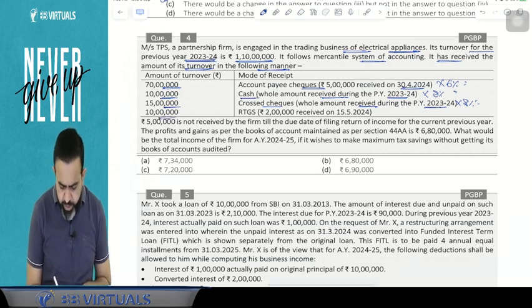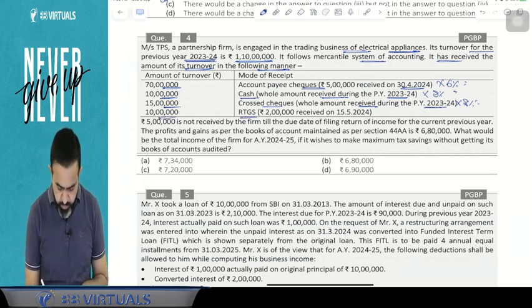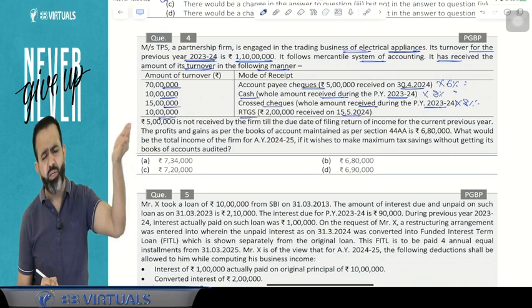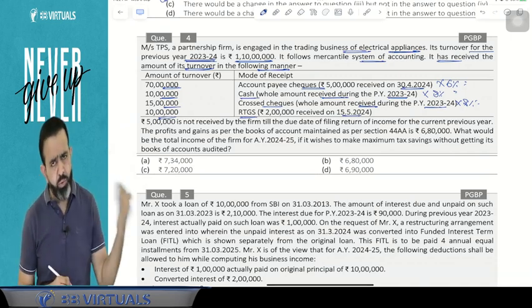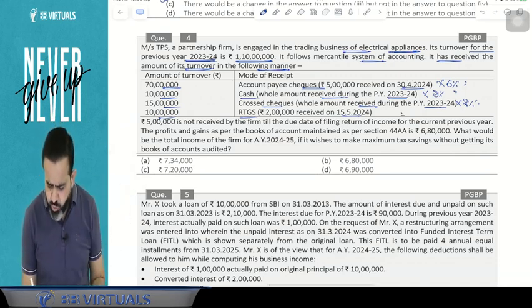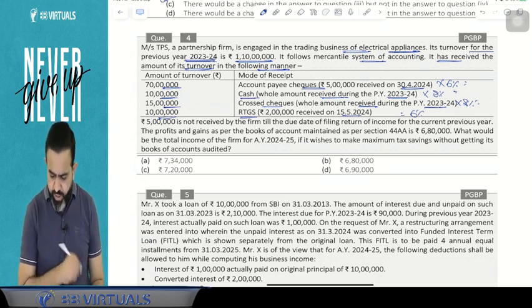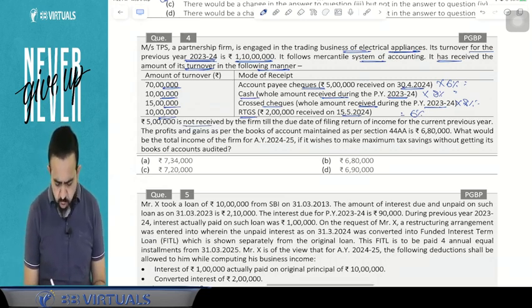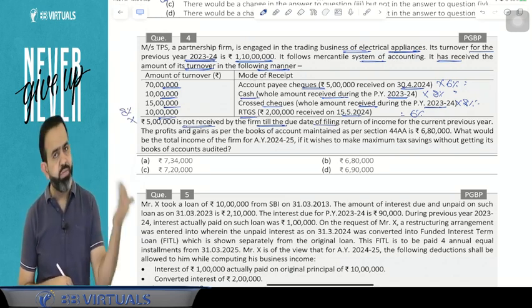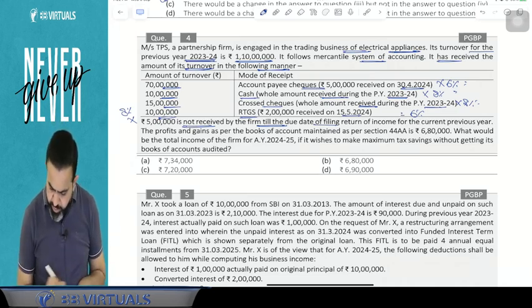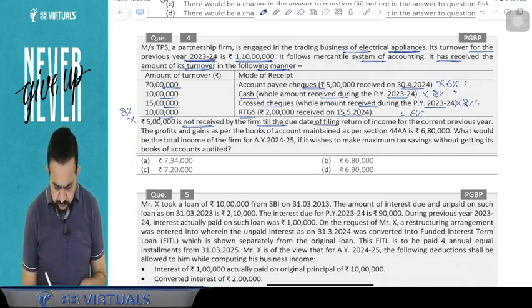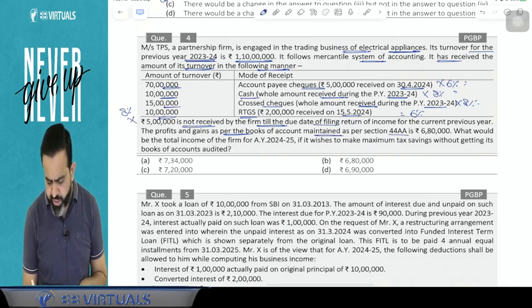And guys, this 10 lakh you have received through RTGS. 2 lakh received in May 2024. No issue, because up to the due date of return filing you have received it. So here it is 6%. 5 lakh is not received by the firm till the due date. So on this 5 lakh you have to calculate 8%, because whatever amount you have not received, 8%. Return of income for the current previous year. The profit and gain as per the books of accounts maintained as per section 44AA is 6,80,000.